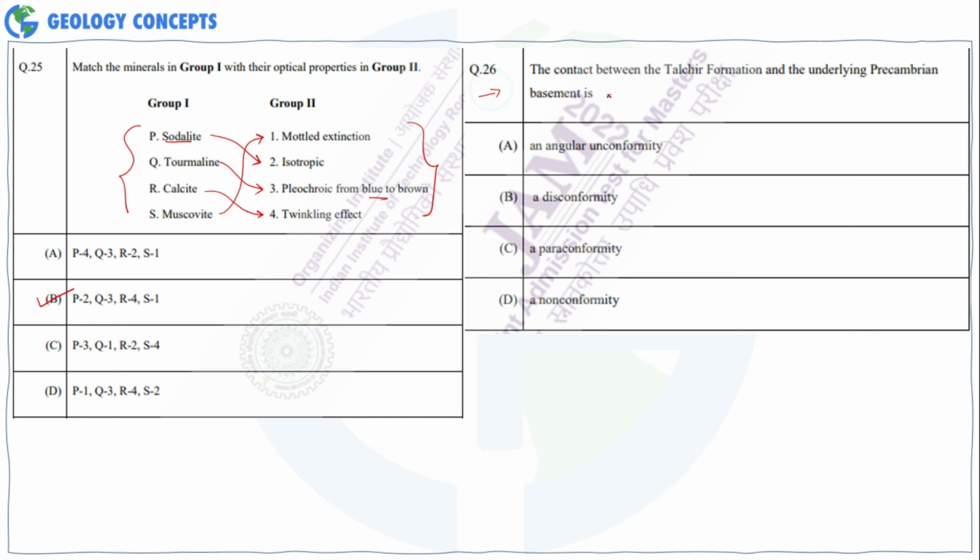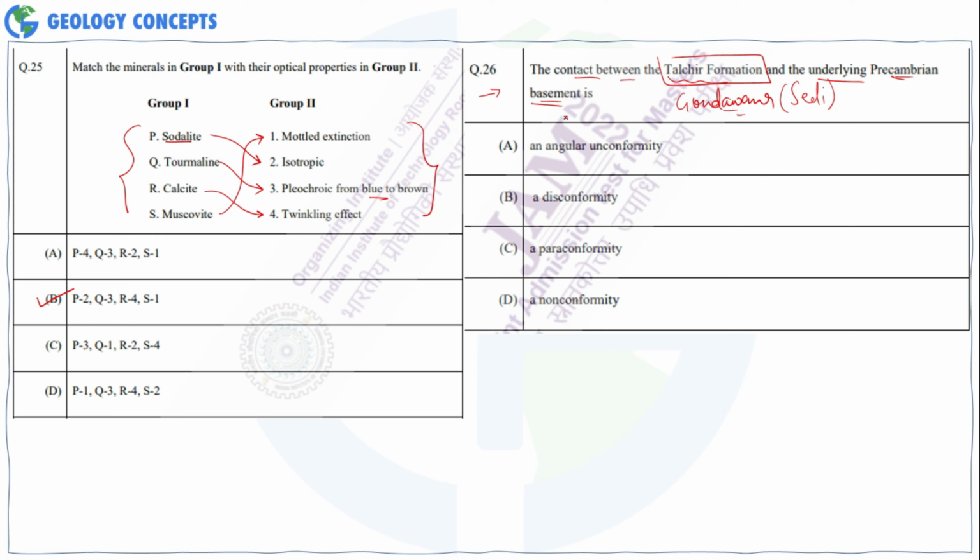Next is the contact between the Talchir formation and the underlying Precambrian basement. Now it's a very good question. Talchir actually marks the beginning of Gondwana rocks, which are tillite beds, or sedimentary in origin, we can say, and the Precambrian basement.